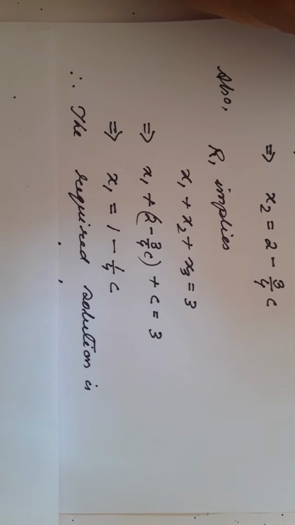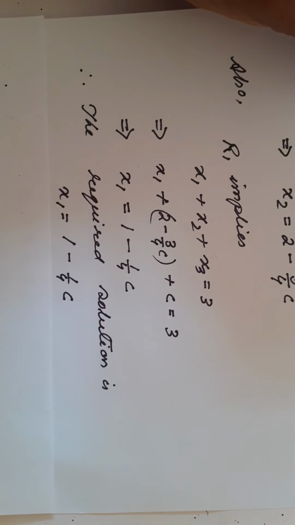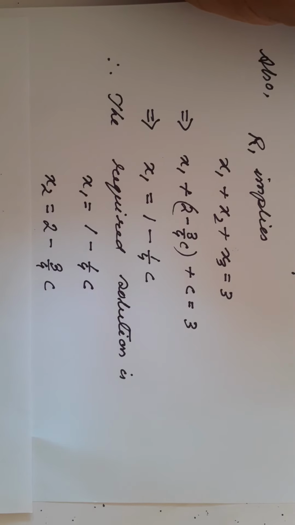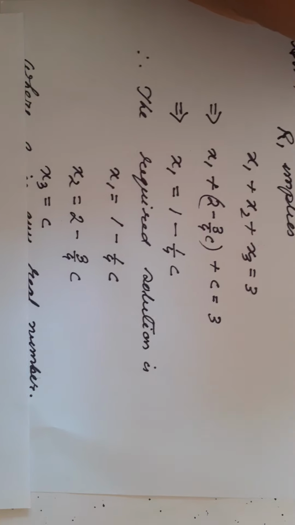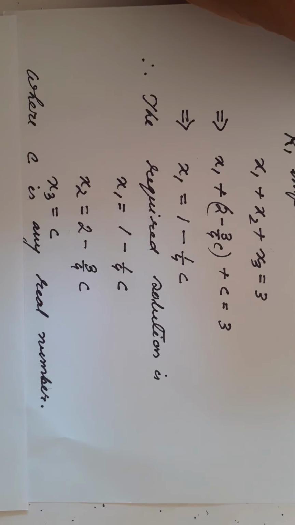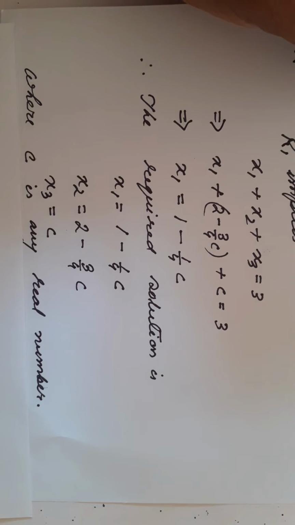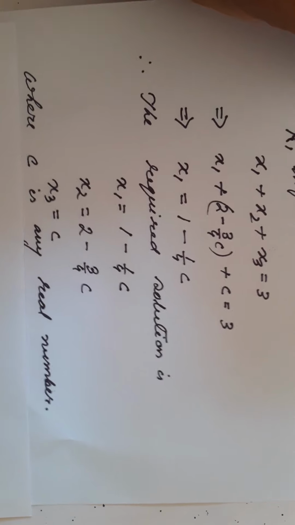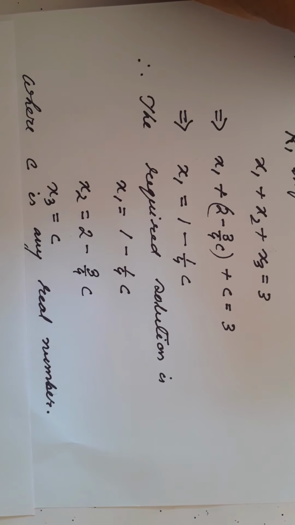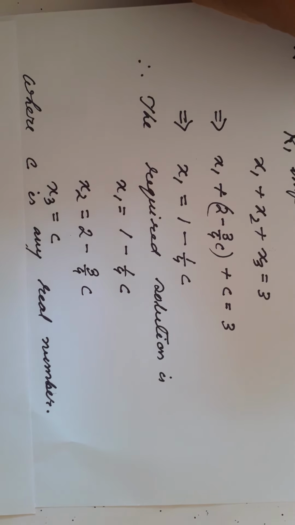Finally, the required solution is x1 equal to 1 minus 1 by 4 c, x2 equal to 2 minus 3 by 4 c, and x3 equal to c, where c is any real number. You can easily see that if you take c equal to 0, you get one solution. Take c equal to 1, you get another solution. Take c equal to any value, you get a solution of the system of equations. And that is how you write infinitely many solutions for the problem. Thank you.